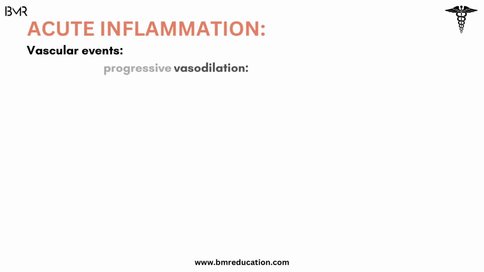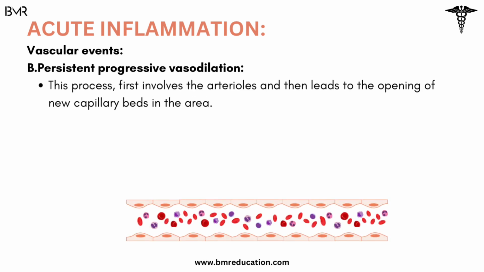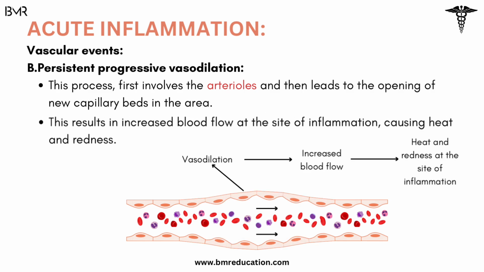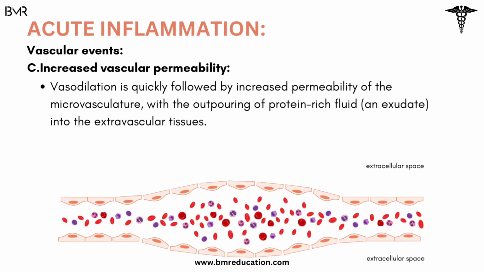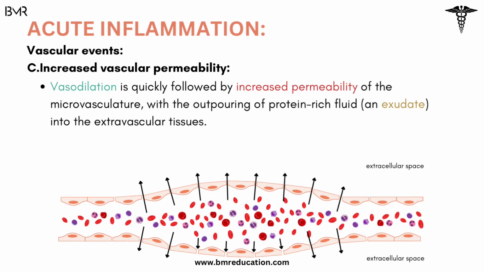Transient vasoconstriction is followed by persistent progressive vasodilation. This process first involves the arterioles and then leads to the opening of new capillary beds in the area. This results in increased blood flow at the site of inflammation, causing heat and redness. Vasodilation is quickly followed by increased permeability of the microvasculature with the outpouring of protein-rich fluid into the extravascular tissues.